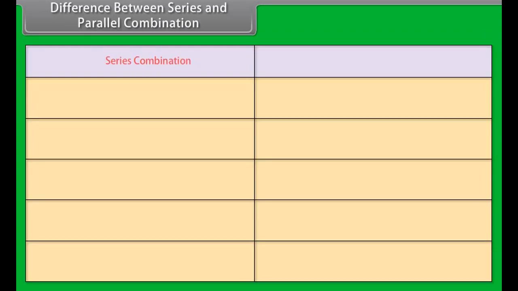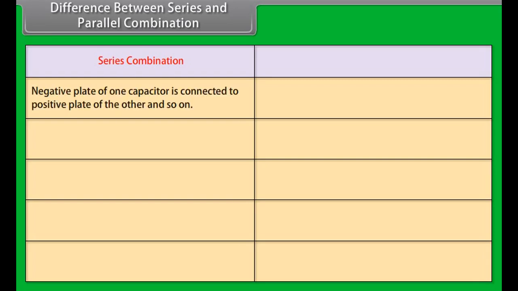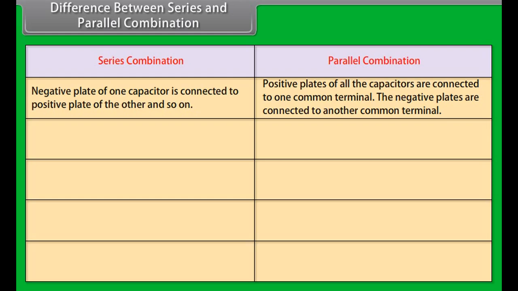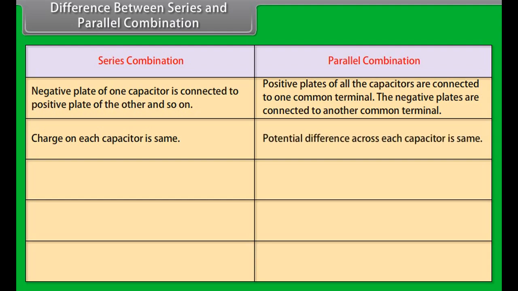Difference between series and parallel combination. In series combination, the negative plate of one capacitor is connected to the positive plate of the other and so on. Whereas in parallel combination, positive plates of all the capacitors are connected to one common terminal, and negative plates are connected to another common terminal. In series combination, charge on each capacitor is the same, whereas in parallel combination, potential difference across each capacitor is the same.